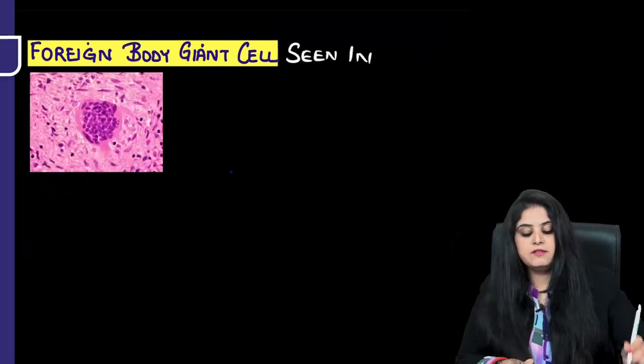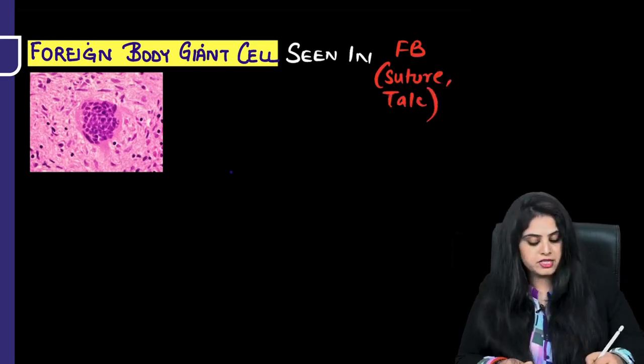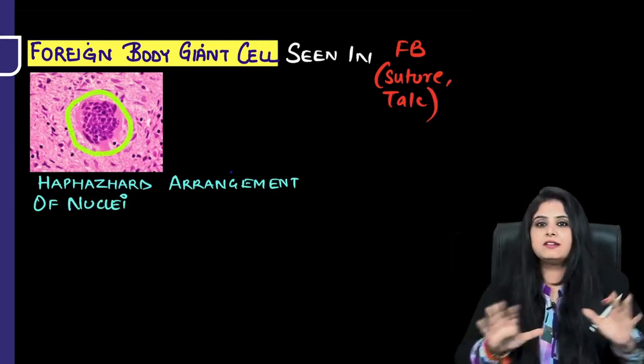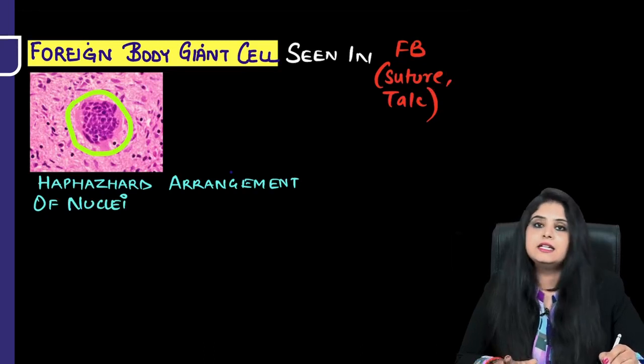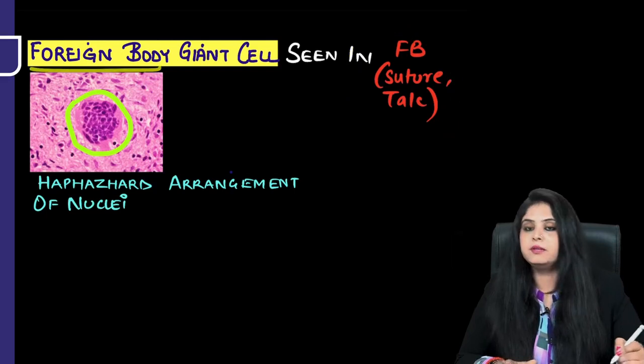Moving on to the third one, foreign body giant cell. Of course, this is seen with some kind of foreign body. It could be some suture material, it could be some talcum powder, some kind of foreign body. And how do I identify it? It's got all haphazard, scattered kind of nuclei that I can see over here. So some foreign body element like suture or talcum powder history will be given.